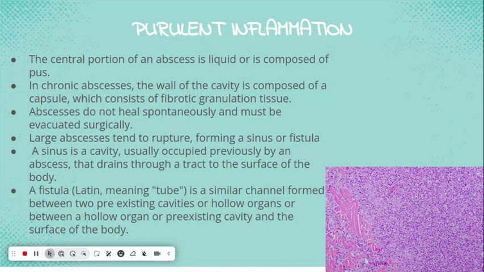A sinus is a cavity usually occupied previously by an abscess that drains into a tract onto the surface of the body. So like this would be an abscess that ruptures on the top of your skin and it drains outwards. A fistula is the Latin word for tube, and it's a similar canal formed between two pre-existing cavities or hollow organs, or between hollow organs and the surface of the body. So this would be going inwards in between instead of going outwards.